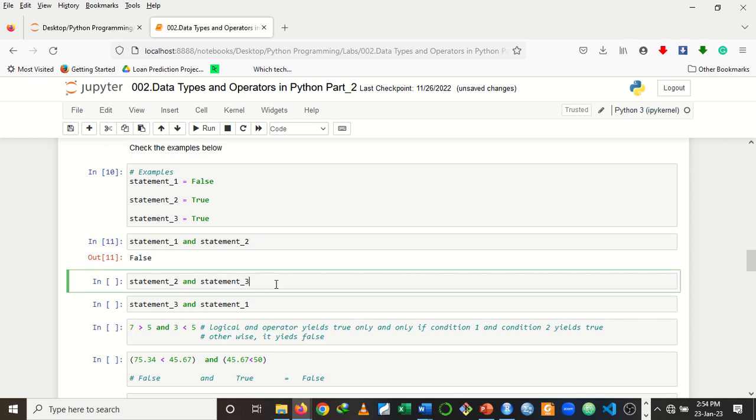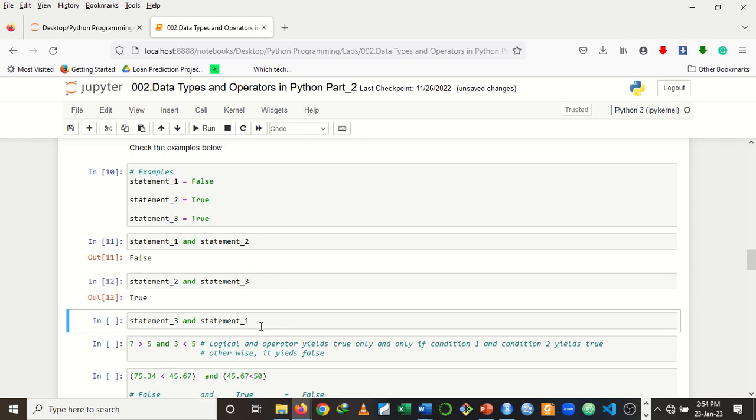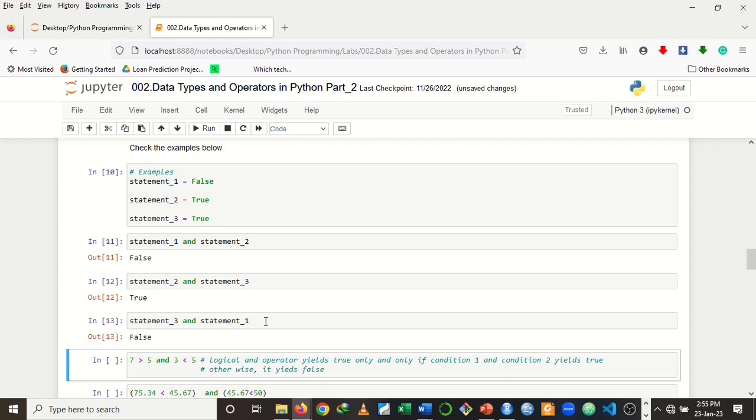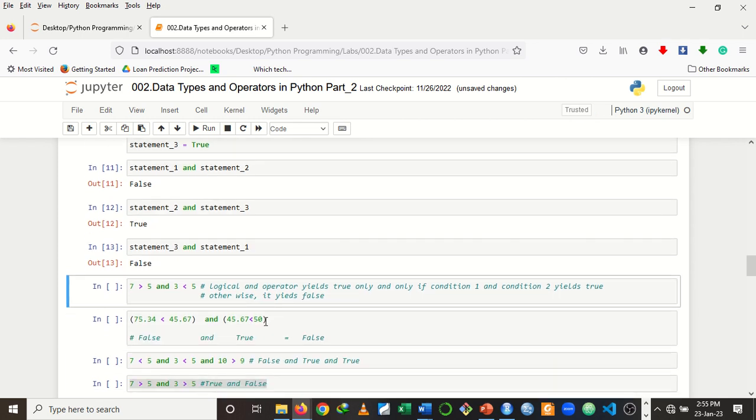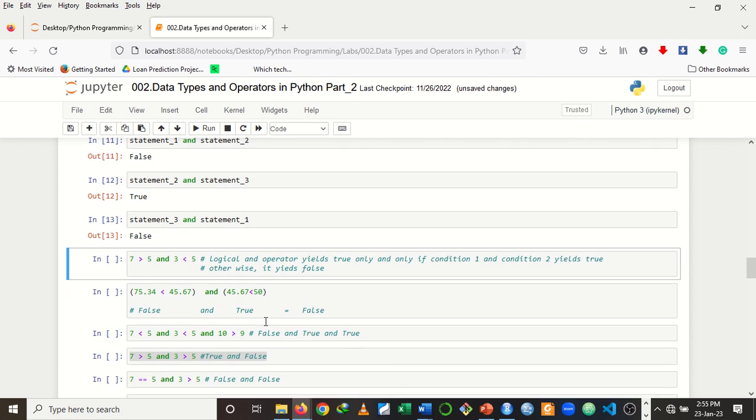And if you combine statement 2 and 3, which are both true, and will give you true. Right, that's what I was explaining earlier on. Statement 3 is false, statement 1 is true. If you combine them with the and logical operator, you should be expecting what? False, right? Because since one is true and one is false, you are going to get false.